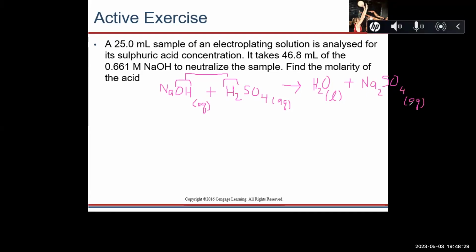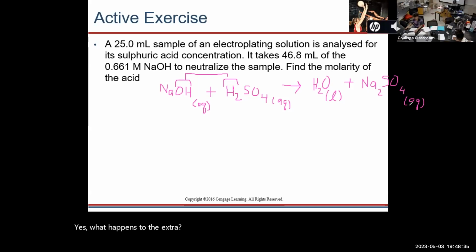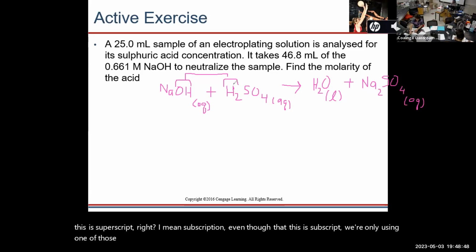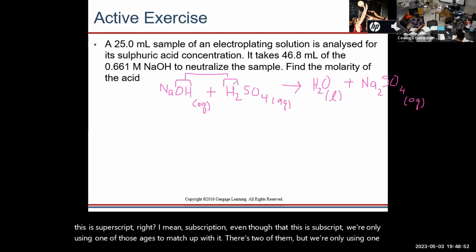Dr. Henry, what happens to the extra H in H2O? When it becomes water. Now, when we look at it, remember, we're looking at one H, even though that this is subscript, we're only using one of those H's to match up with it. There's two of them, but we're only using one for this case, right?